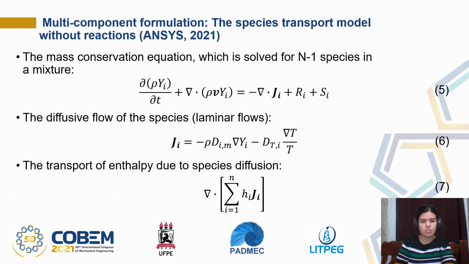In the species transport model, we solve the mass conservation equation for N-1 species in a mixture. In laminar flows, the diffusion flux is described by equation 6, and the enthalpy transport due to species diffusion is described by equation 7.